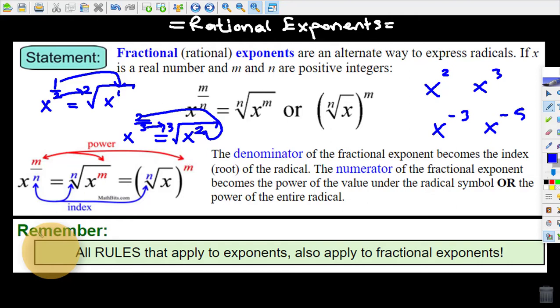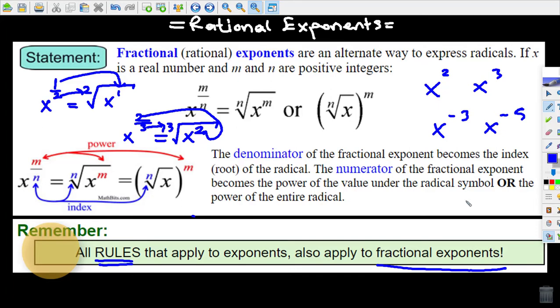This part is also very important: all the rules that we have learned for exponents apply. Remember that in the previous video, we talked about six exponent properties: the product rule, quotient rule, power of a product rule, power of a quotient rule, negative exponent, and power rule. All rules that apply to exponents will also apply to fractional exponents. So this is very, very important, and we're going to take it into consideration whenever we have expressions involving fractional exponents.